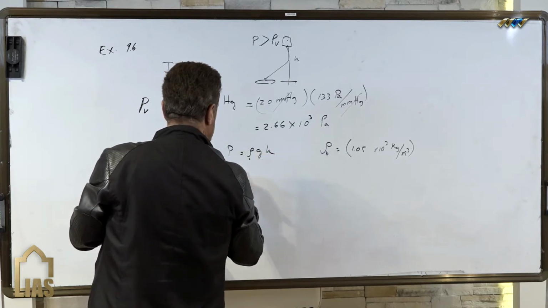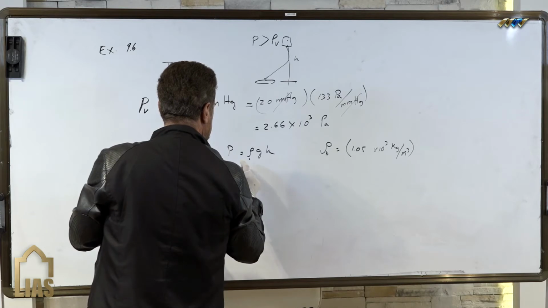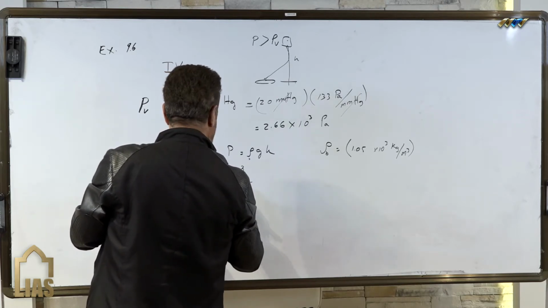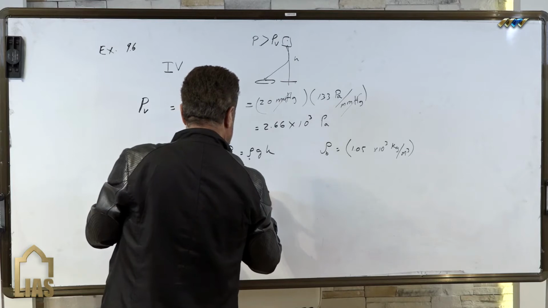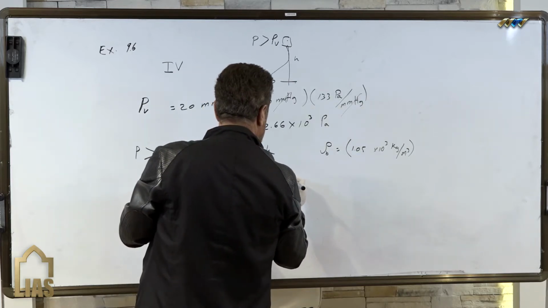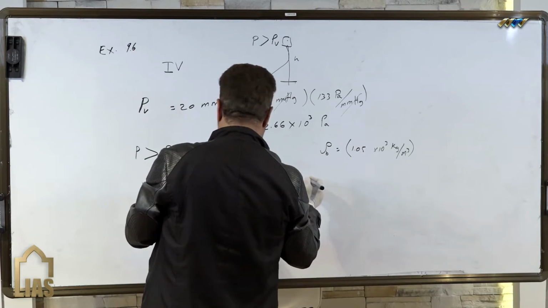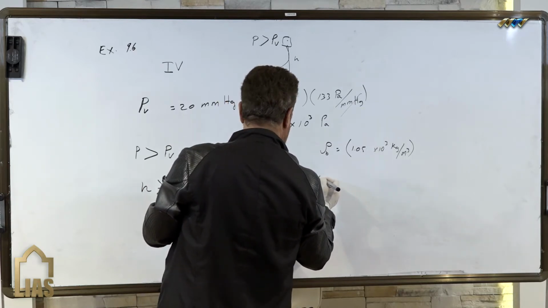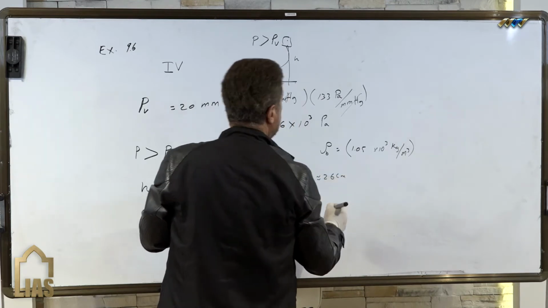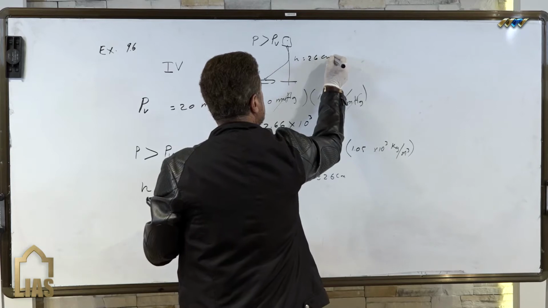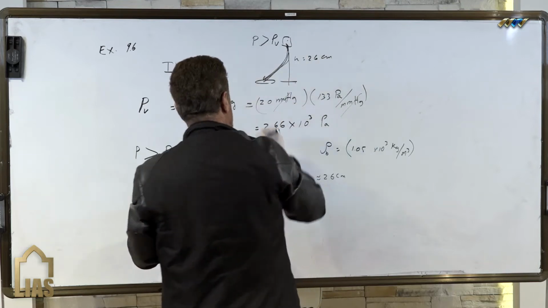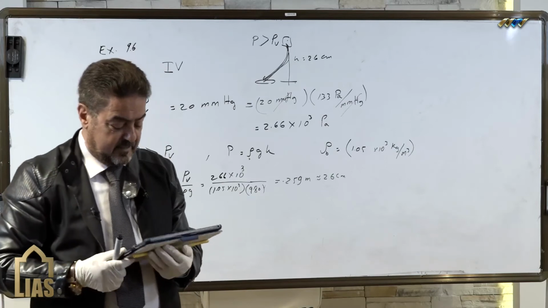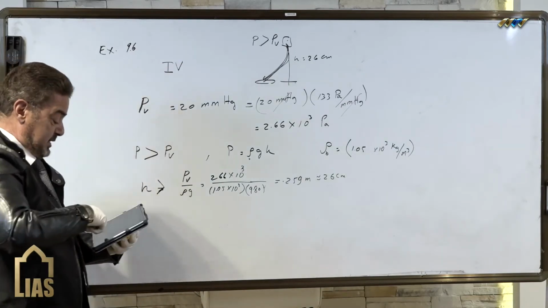2.66 times 10 to power 3 over 1.05 times 10 to power 3. Gravity is 9.80. Okay. That will be 0.259 of meter, which is about 26 centimeter. Then we should put here 26 centimeter in order to let the blood flow into the patient body. Very simple equation, okay, and very important for that.